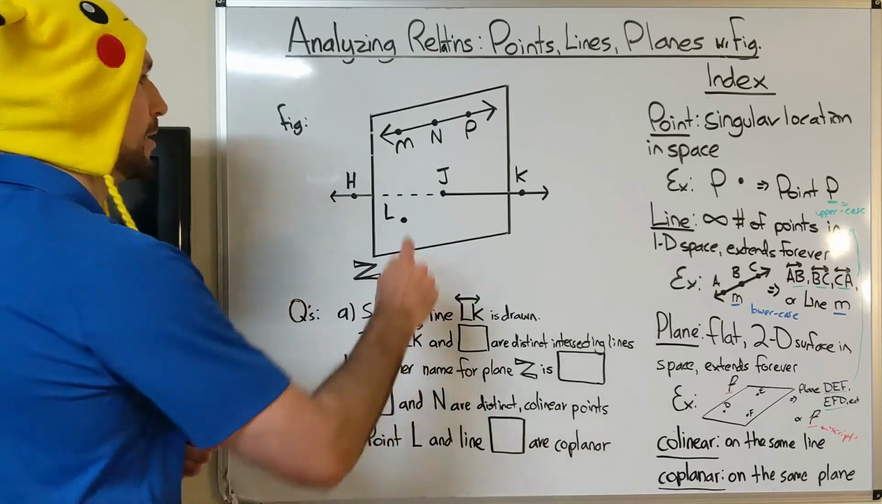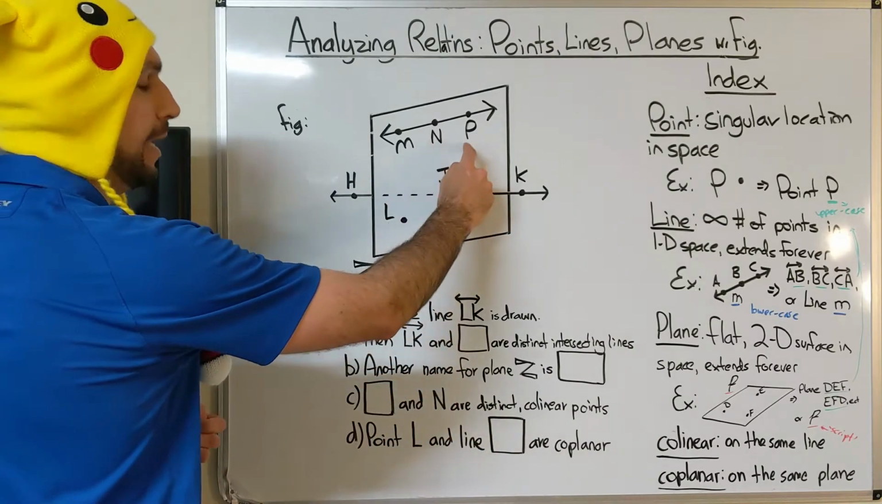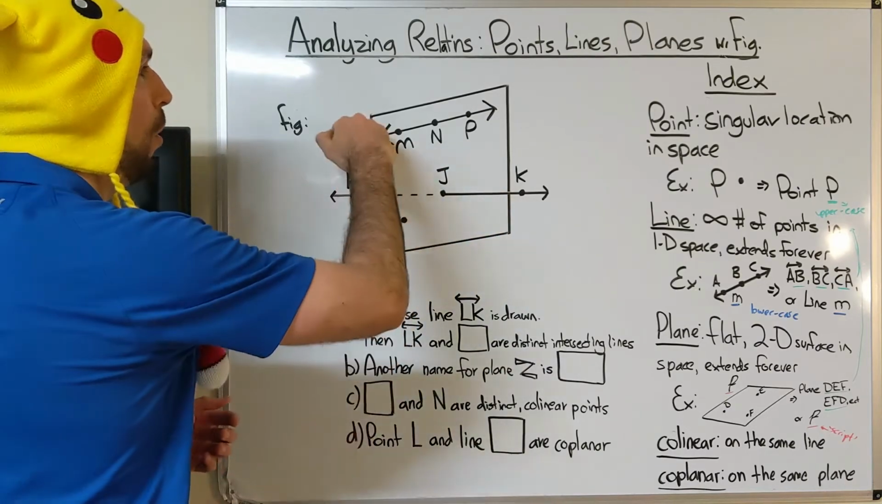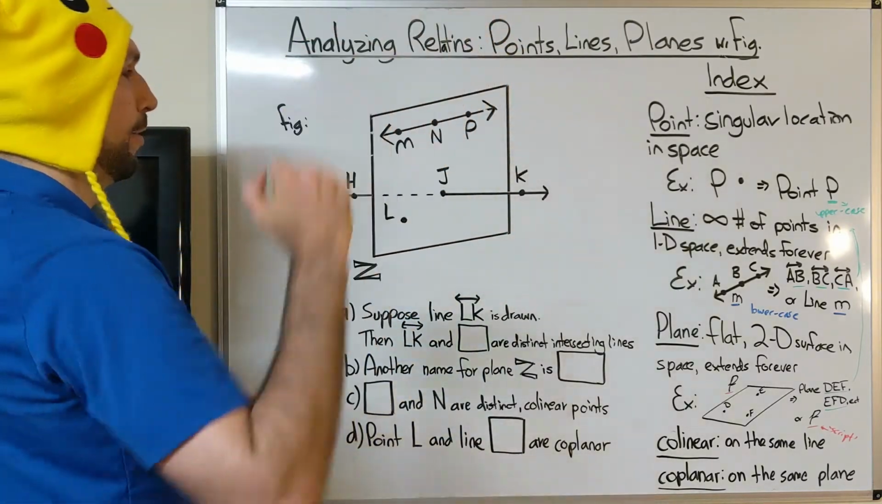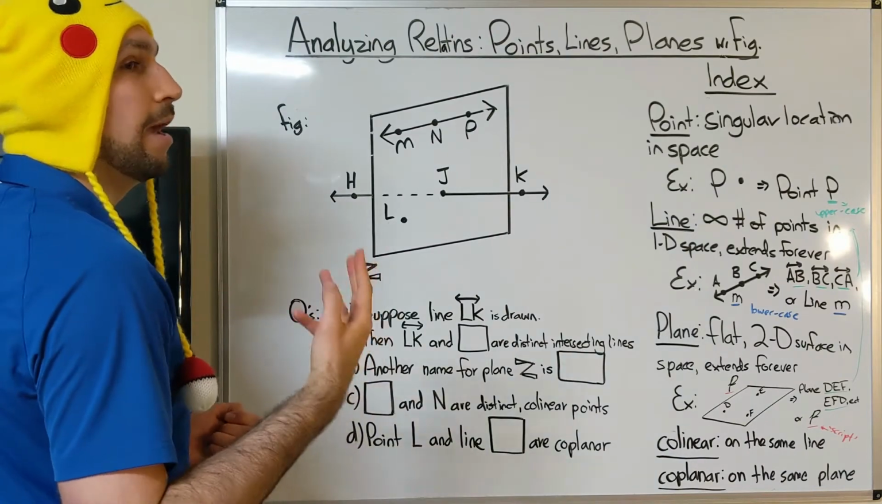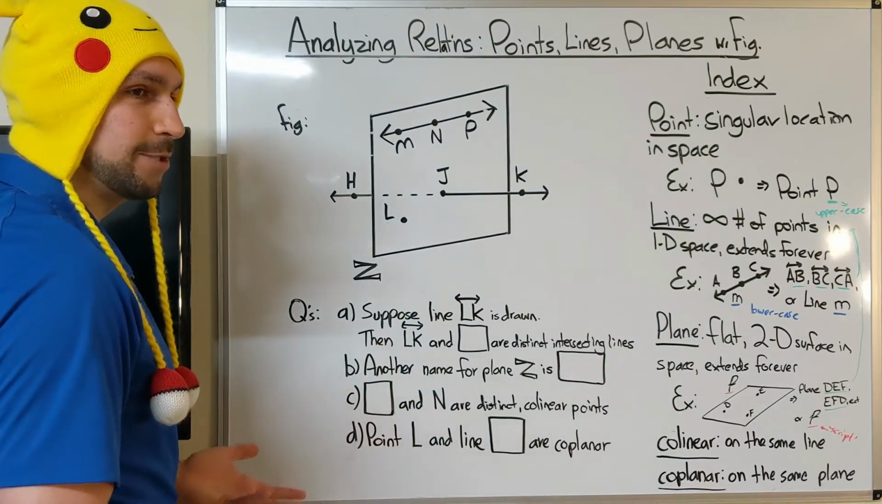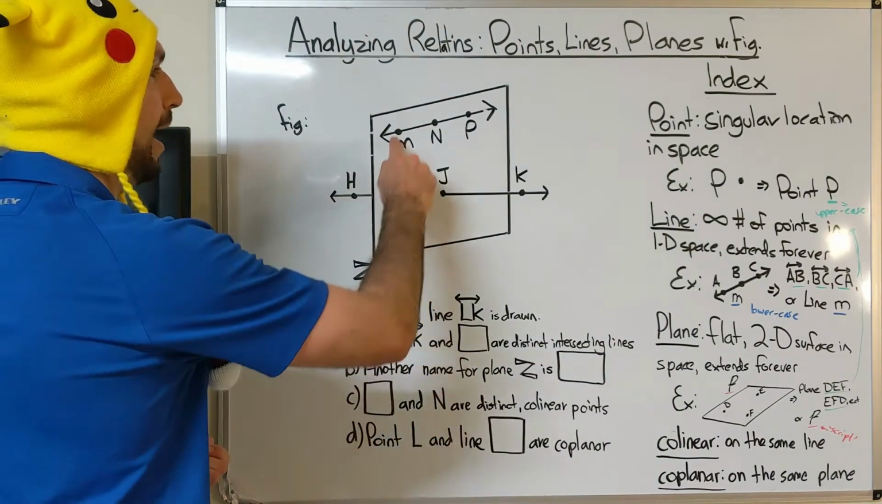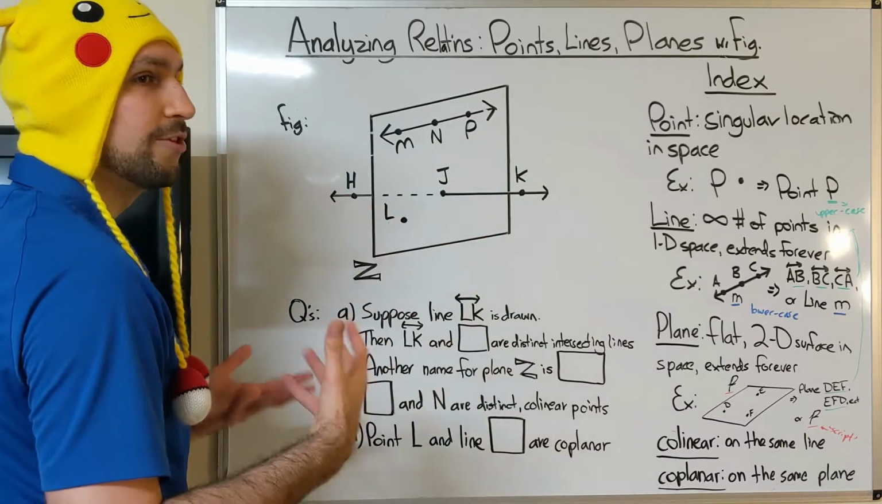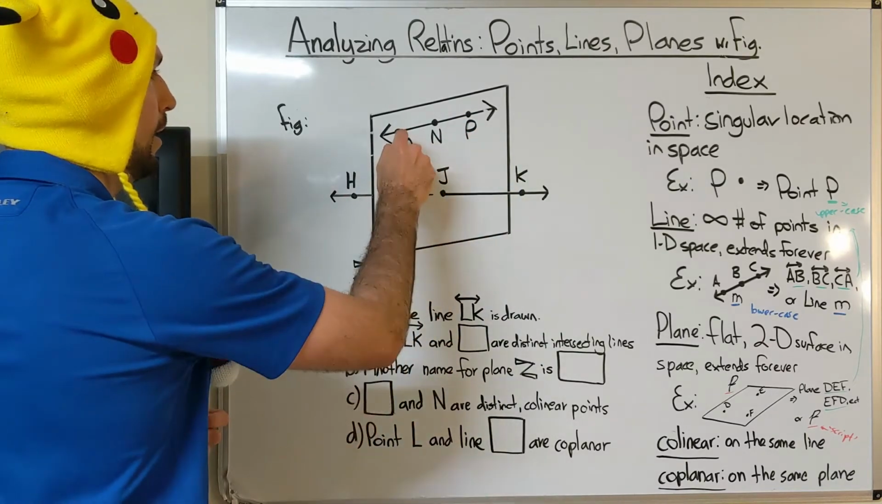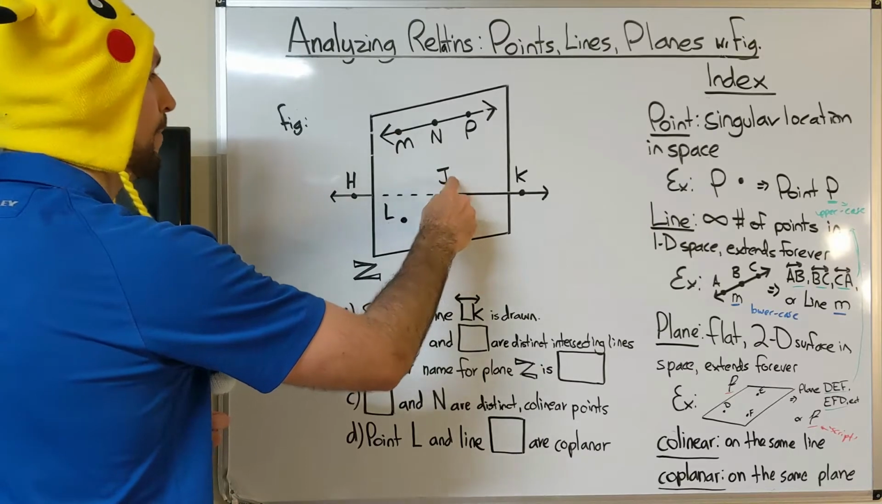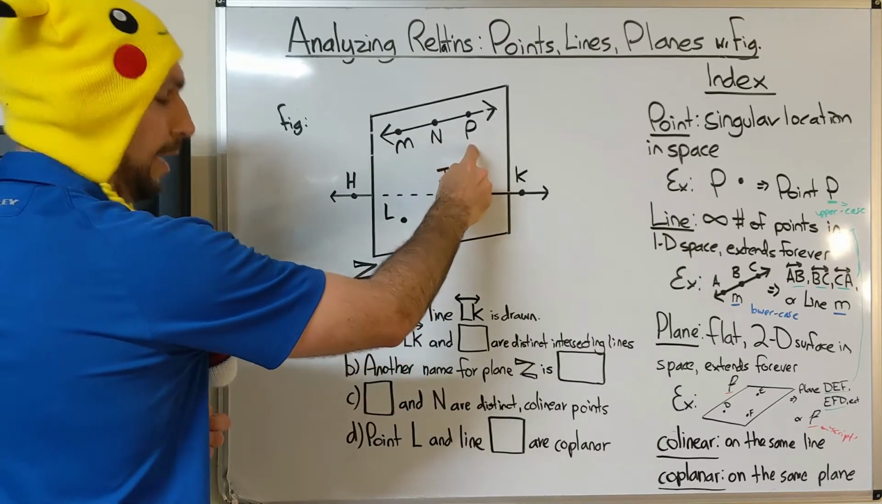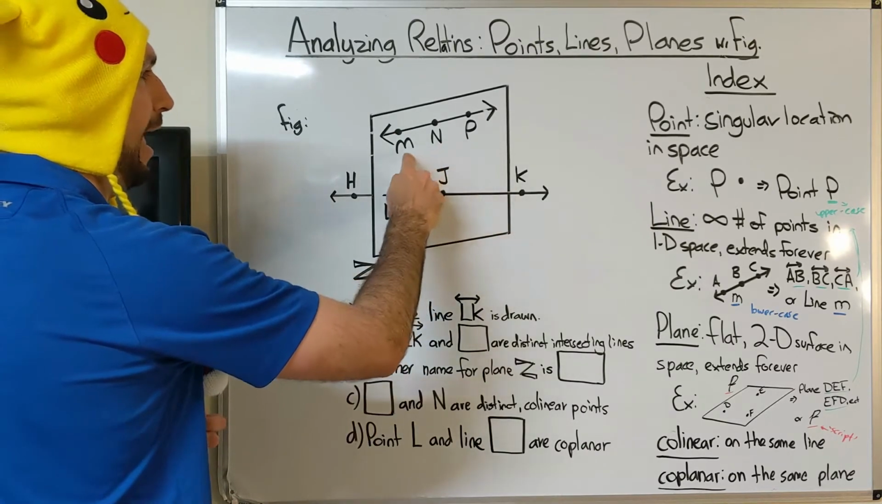I cannot name this plane MNP, because that could be a line or another plane that came out of the board. So it has to be 3 non-collinear points. If I'm asked to name this plane, I could name it using any of these 3 points that aren't on the same line. So L, M, J would work. L, N, P would work, but I cannot use plane MNP.